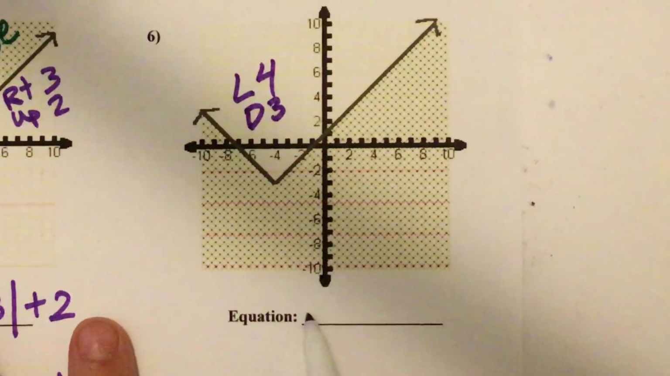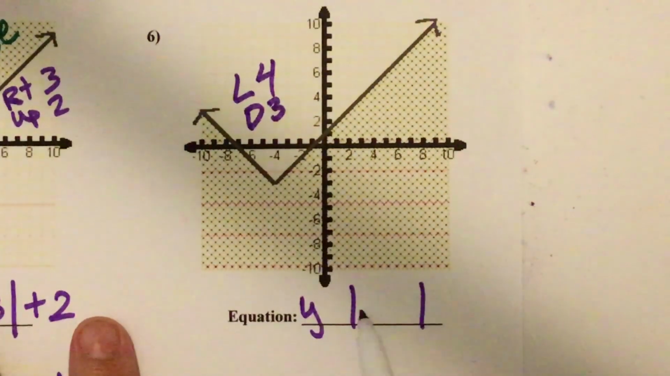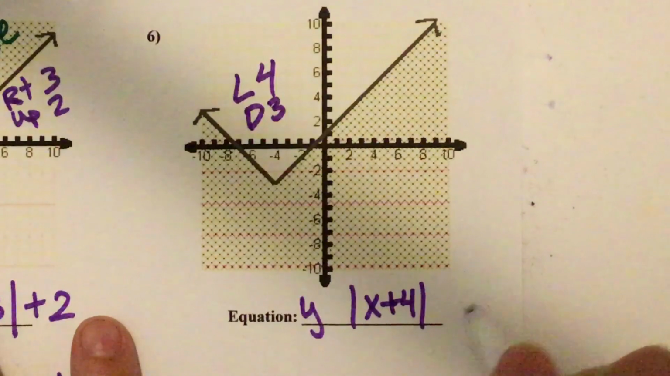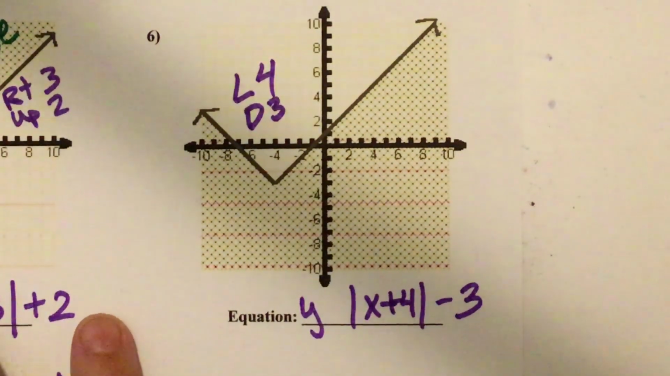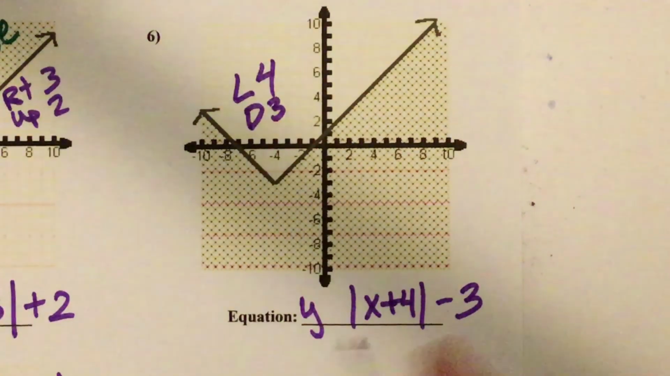All right, so who do you think is going to be on the inside? X plus 4. Plus inside makes it go left. Who do you think is going to be on the outside? -3. Very good.